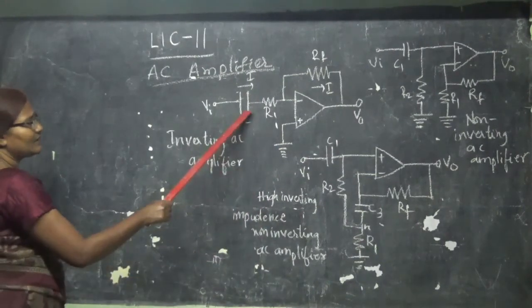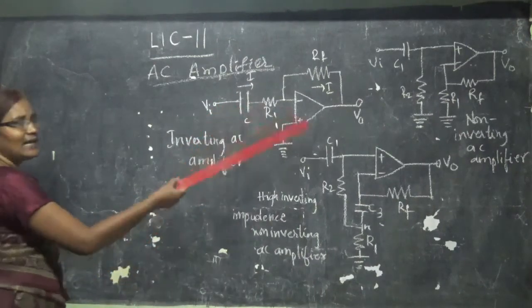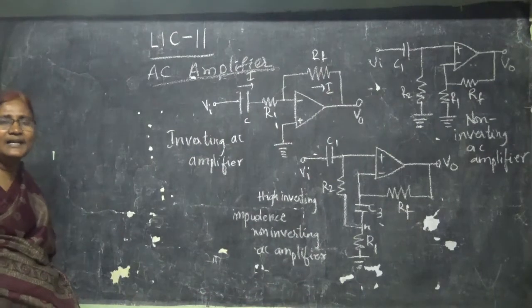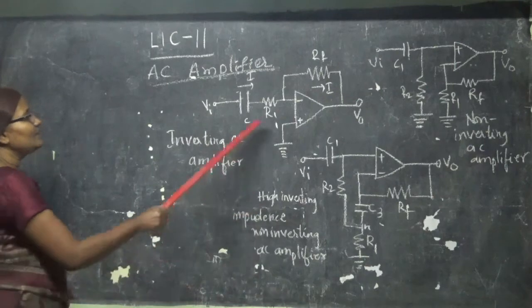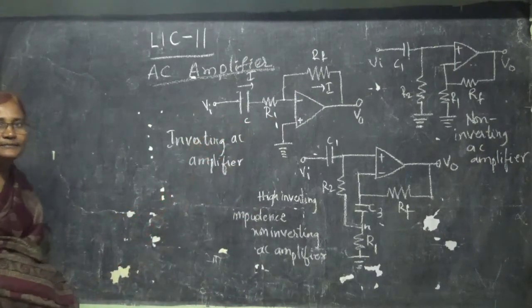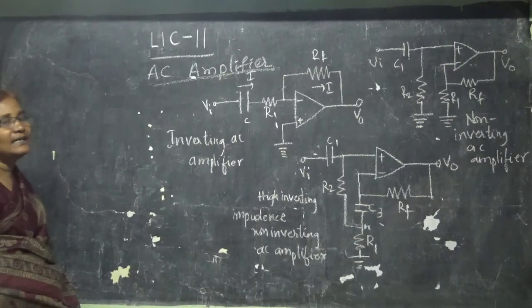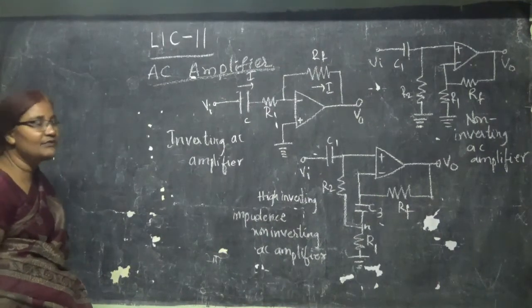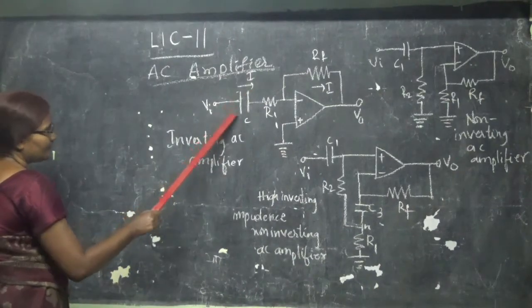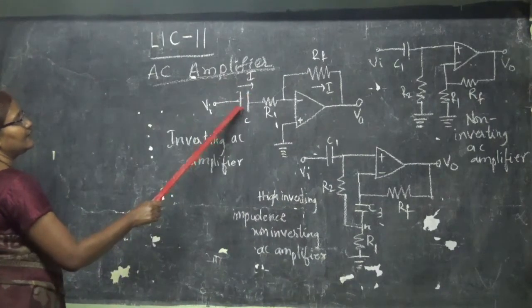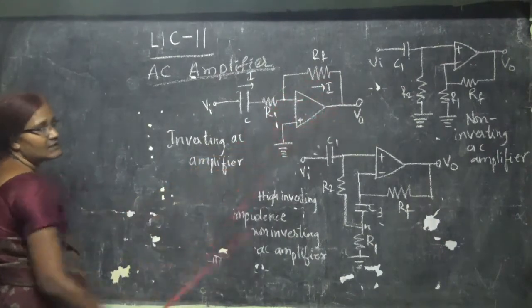If a capacitor is placed there, then it is nothing but a high pass filter. The high pass filter frequency will be decided by this R1 and C, which is called the time constant. The reciprocal of the time constant will give the frequency. So if a capacitor is connected here, then DC will be blocked and a pure AC will be traveling.